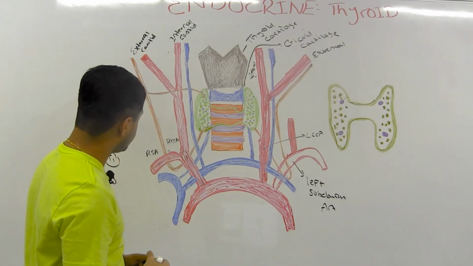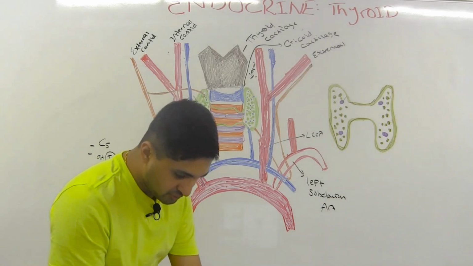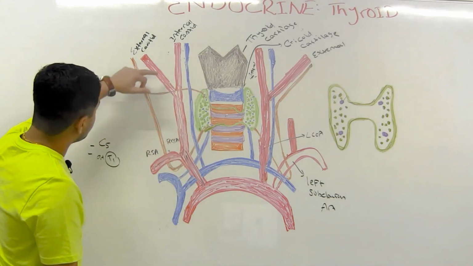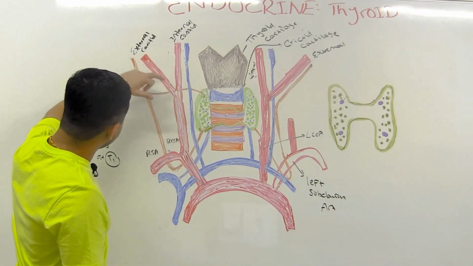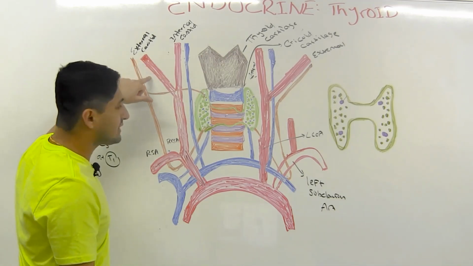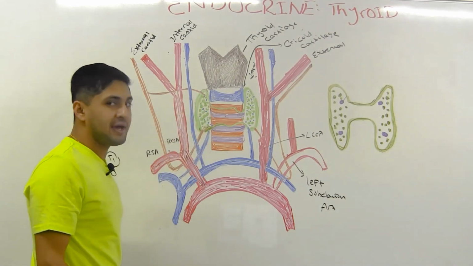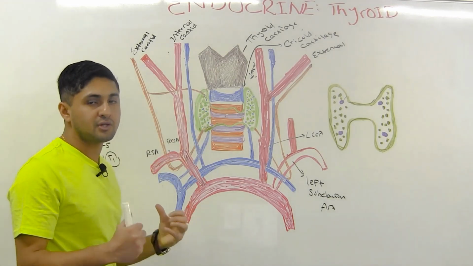Now, once we know this, we have to label this. The labeling part is that this external carotid artery gives branches to supply the superior and anterior part of your thyroid gland.